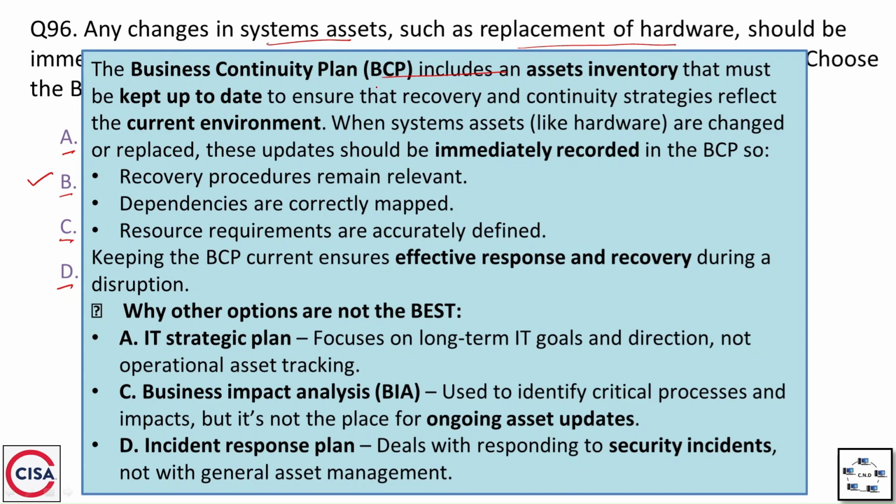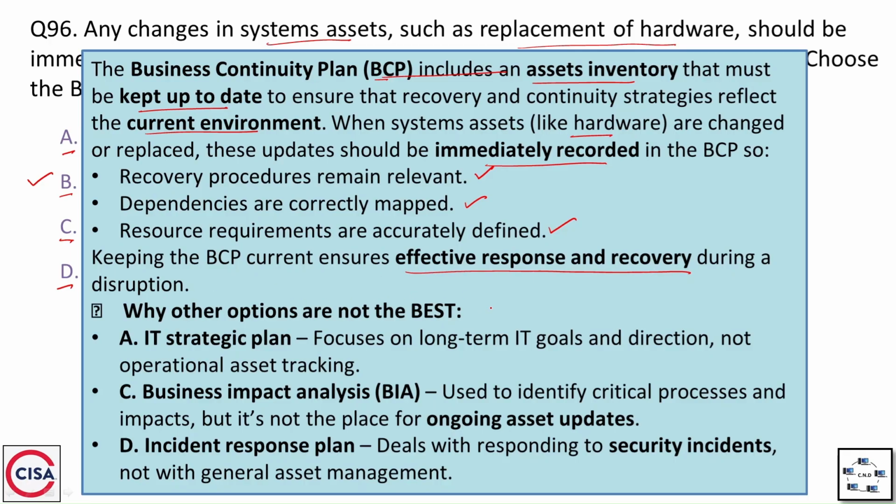So the business continuity plan, or BCP, includes an asset inventory that must be kept up to date to ensure that recovery and continuity strategies reflect the current environment. When system assets like hardware are changed or replaced, these updates should be immediately recorded in the BCP so that recovery procedures remain relevant, dependencies are correctly mapped, and resource requirements are accurately defined. Keeping the BCP current ensures effective response and recovery during a disruption.